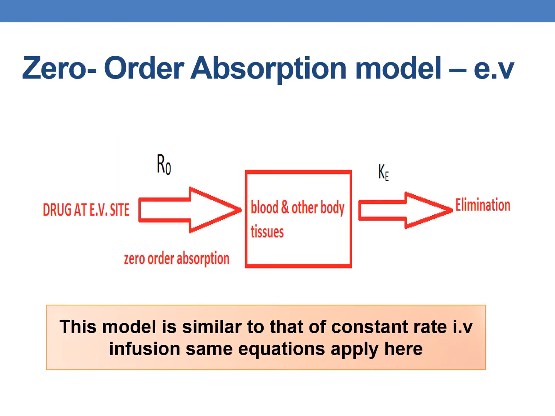Coming to the zero order absorption model, extravascular. Whenever a drug is administered extravascularly, if it exhibits a zero order absorption model, here you can see the drug at the site of EV and a constant rate of infusion R0. As we have discussed earlier, zero order absorption is characterized by a constant rate. Then these are the compartments: one compartment, blood and other body tissues. This is the elimination constant and the elimination process.